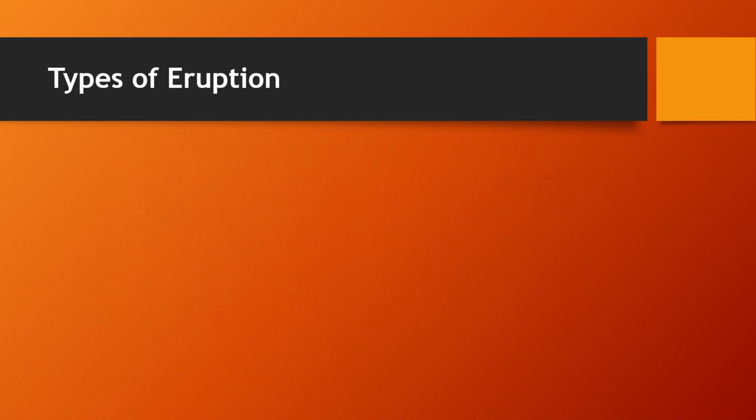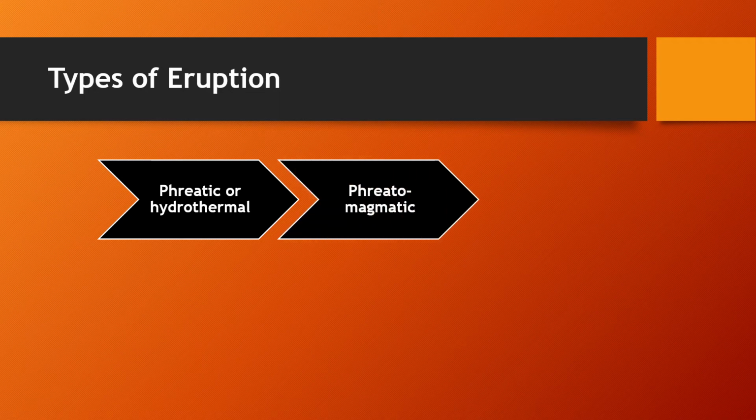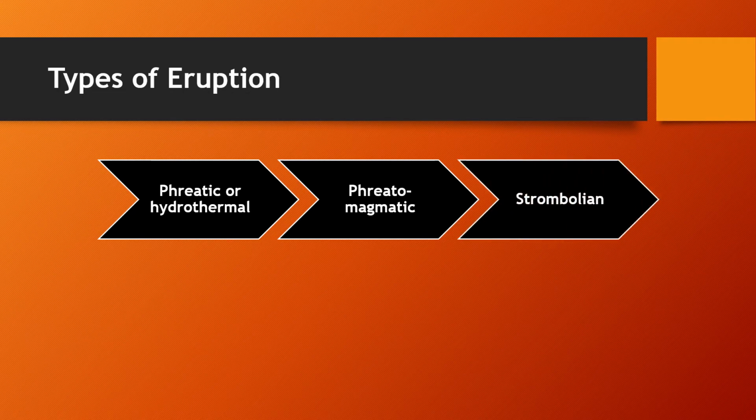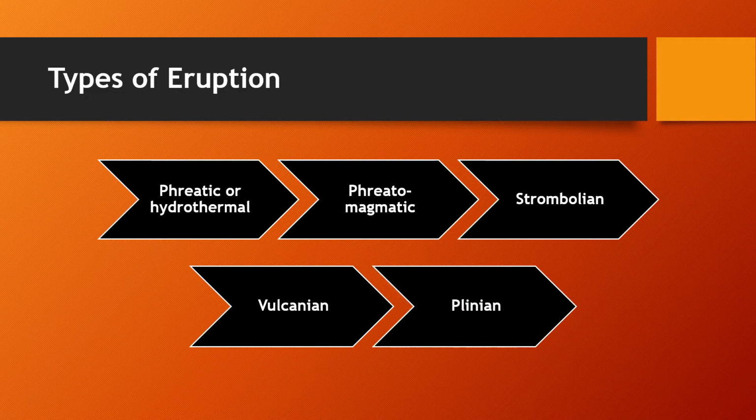Now let us talk about the types of eruption. When we speak of eruption, we are referring to the release of volcanic materials during volcanic activity. Examples of the types of eruption include phreatic or hydrothermal. We also have phreatomagmatic, strombolian, volcanian, and plinian. Let us differentiate them one by one.